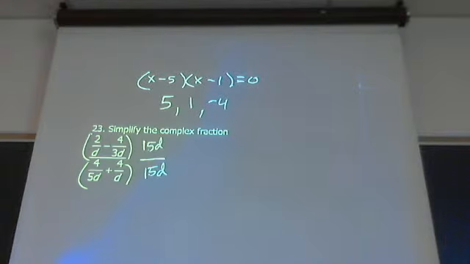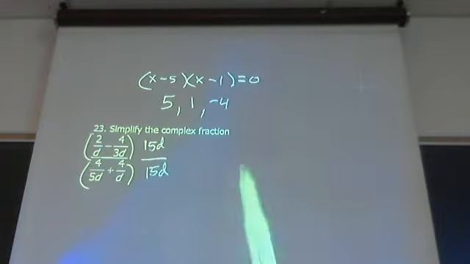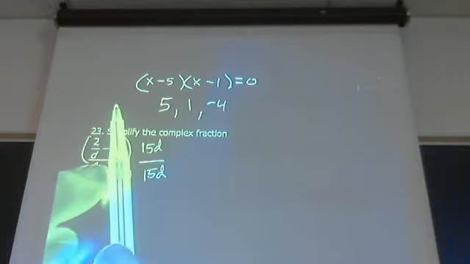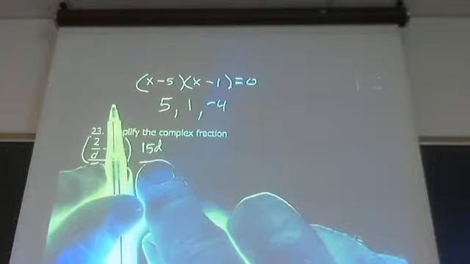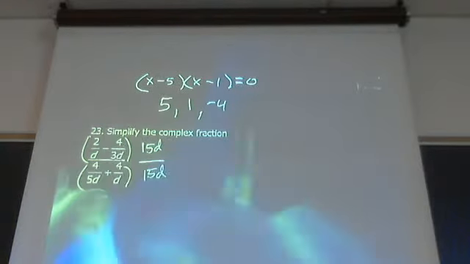Alright, so suppose you ignore all this stuff and just take the 15D on the top and multiply it times the 2D. What happens? 30 D's. You get 30, right? Because the D's cancel. Right? Good.